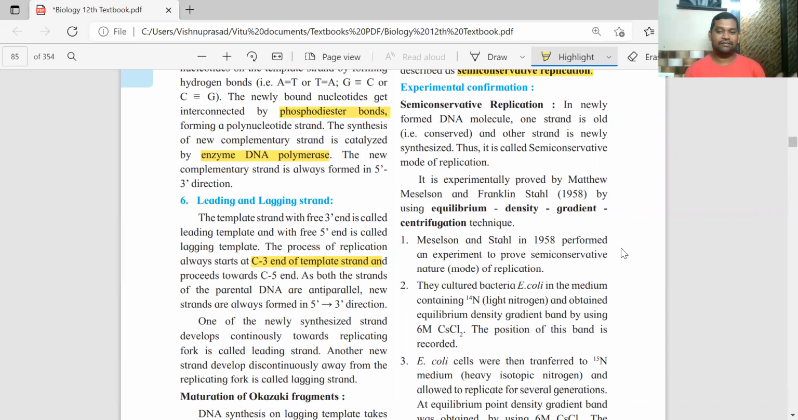Stepwise process properly. DNA replication is semi-conservative. ये experimentally proved by two people, that is Matthew Meselson and Franklin Stahl in 1958. Meselson and Stahl's experiment. It was called equilibrium density gradient centrifugation technique.